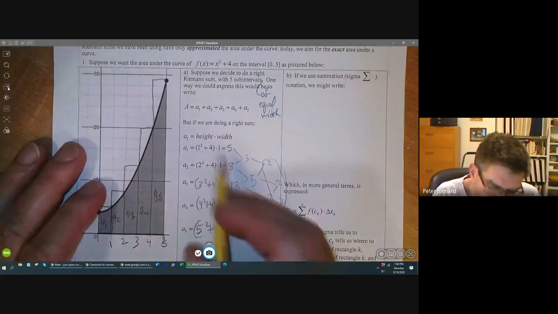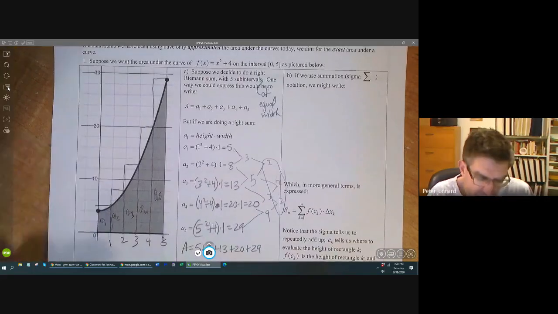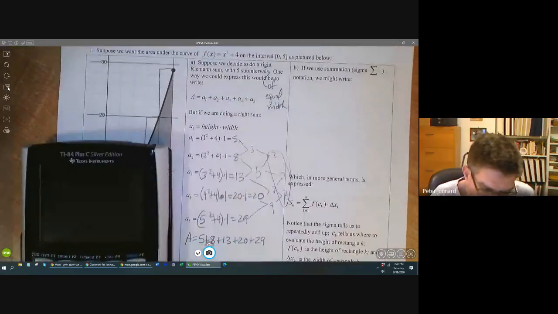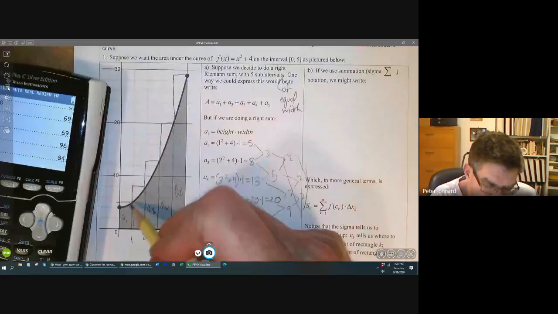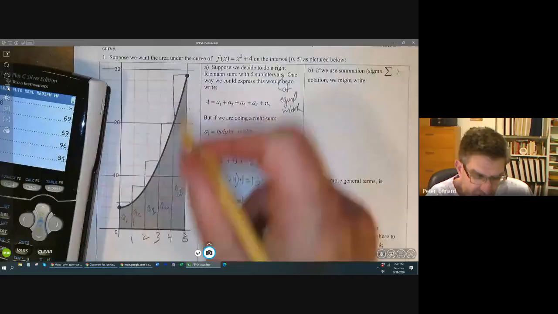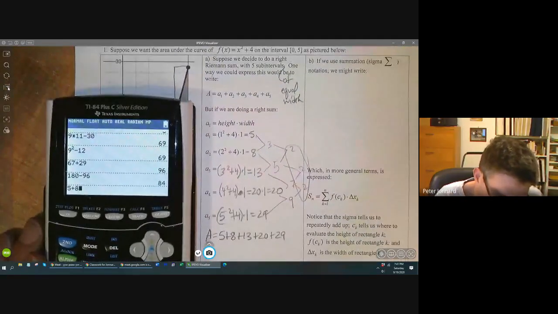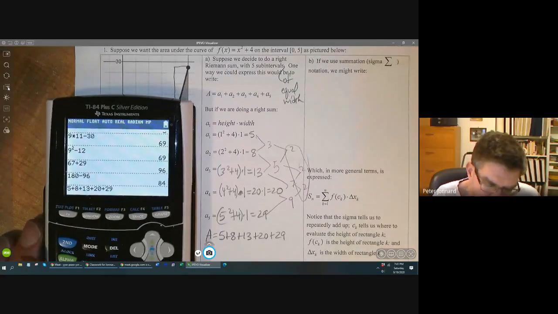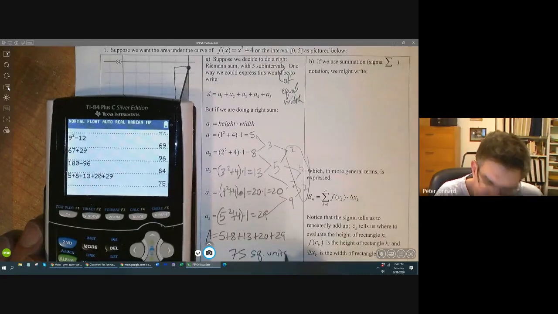So we need to add all of these up. So basically the area of this is 5 plus 8 plus 13 plus 20 plus 29. Okay, and this is clearly an overestimate of the area because this function is increasing, and we're using these flat edge tops. And so there's all this extra area we're accounting for that really isn't even there. 5 plus 8 plus 13 plus 20 plus 29, 75 square units. And that's definitely an overestimate.